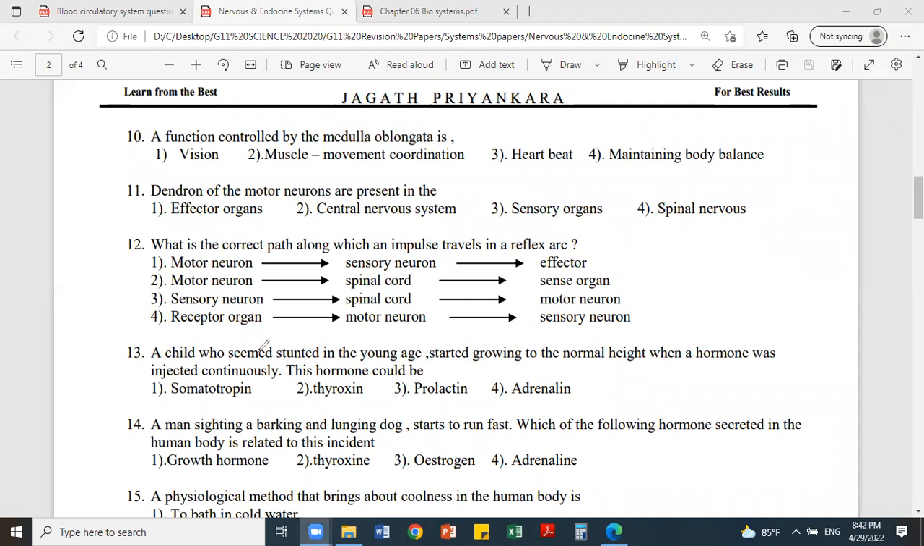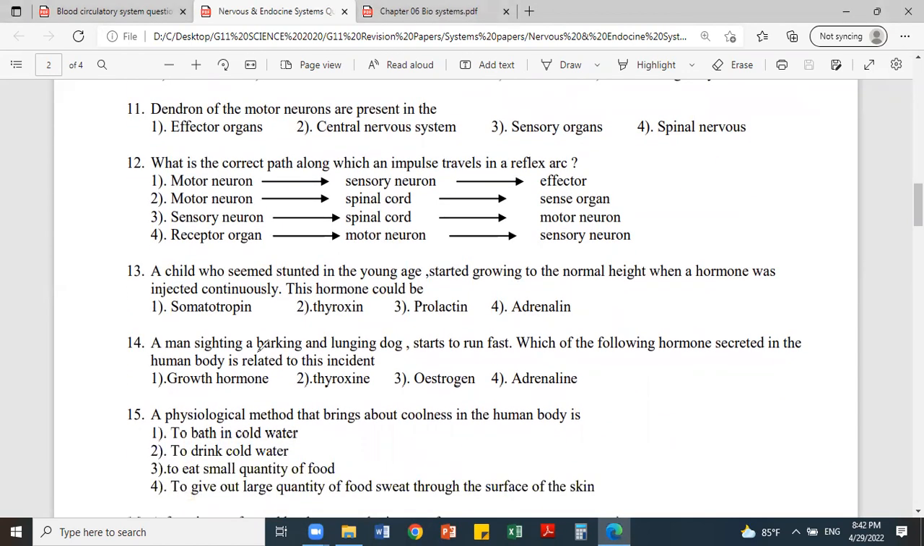Question number 11. 11th MCQ. Dendrons of the motor neurons are present in the. So dendrons means tiny branches arising from the cell body. So any volunteers? Question number 11. 11th MCQ. Vice, Dasula, Manet, Arosha. Yeah, 11th MCQ. What is the answer?